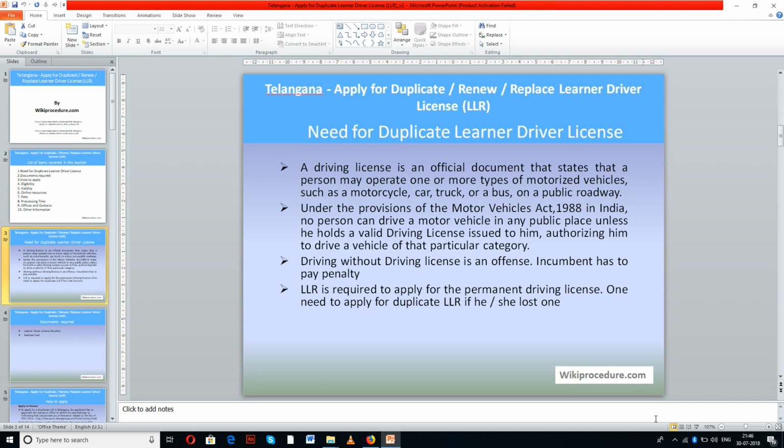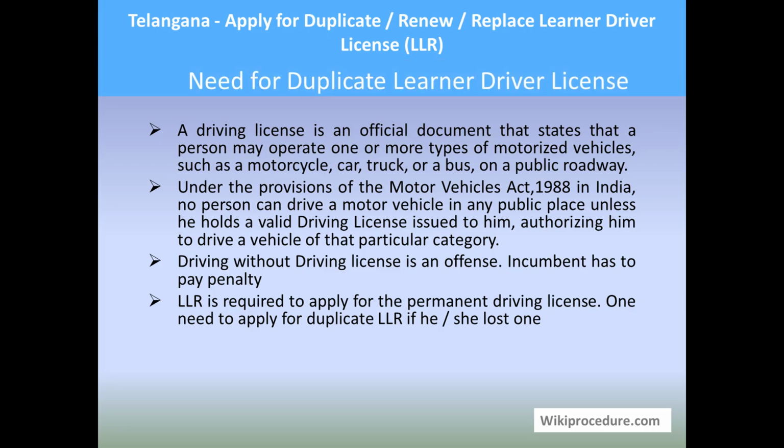When we speak about the need for a duplicate LLR, first of all let us see why the LLR is required. LLR is an official document issued by the State Transport Authority for an individual who wants to have a permanent driving license for a type of vehicle such as motorcycle, car, truck or a bus on a public roadway. So in order to get a permanent driving license, one has to apply for the LLR, and within 180 days, after 30 days, you can apply for a permanent driving license.